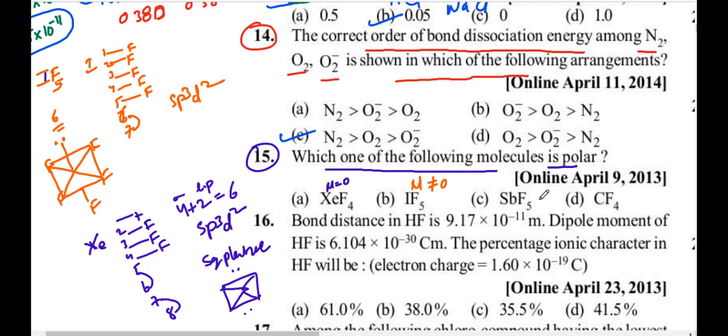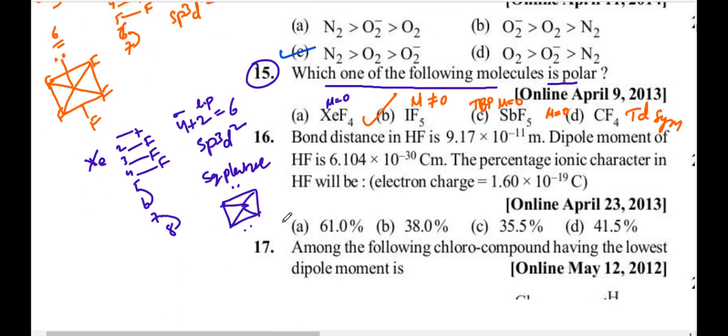Next SbF5, it is just like PCl5: nitrogen, phosphorus, arsenic, antimony. Then CF4 is tetrahedral, symmetrical, so mu equal to 0. Here it is TBP, trigonal bipyramidal, mu equal to 0. So answer is B. Okay, there is no symmetry, that's why this is the answer.